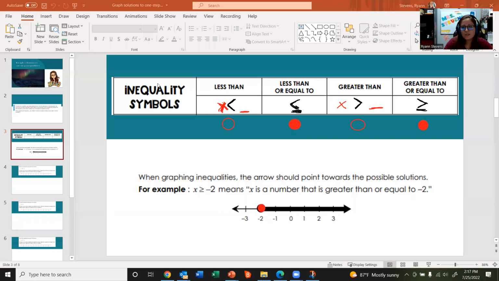We're going to take a look at some examples of solving one-step inequalities where we're looking at using the correct sign, the correct inequality symbol, also if it's going to be an open or a closed circle, and then which direction we would shade our graph to include the correct answers.